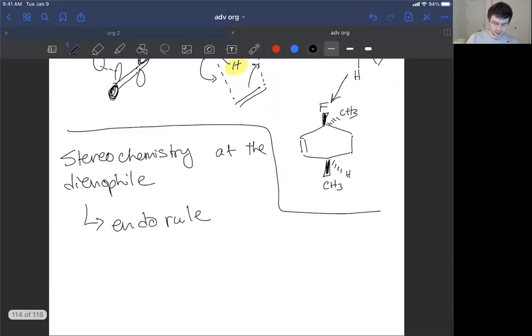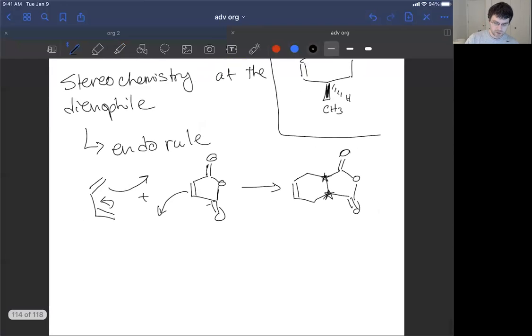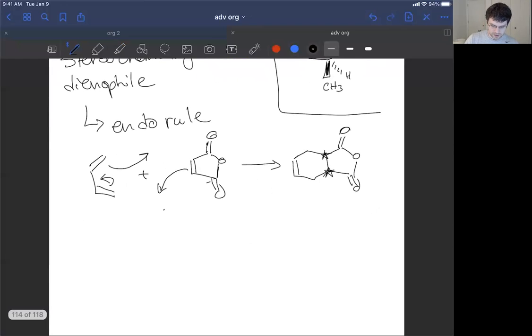So what the Endo Rule allows us to understand is what happens if we've got our diene interacting with a dienophile that's sufficiently complicated that we would then generate stereocenters in the Diels-Alder product. So if I draw this Diels-Alder product here, a six-membered ring with an alkene, now I have stereocenters at these positions, and I should think about which product is going to be formed. Well, we can consider two possible transition states.